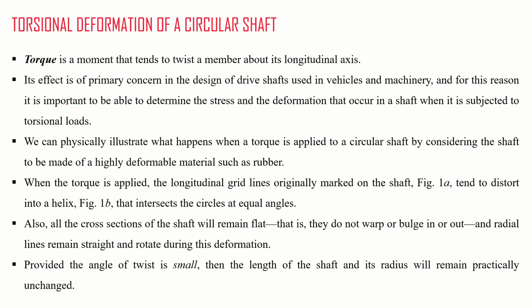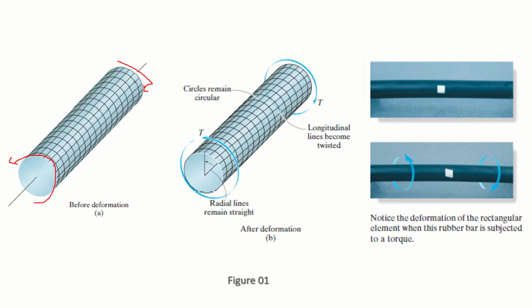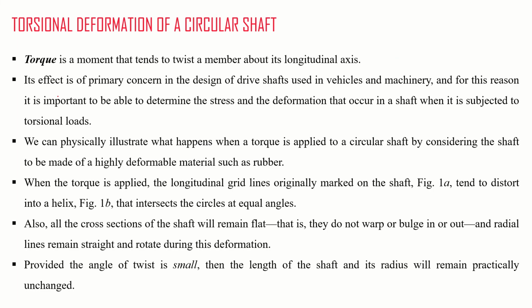Its effect is of primary concern in the design of drive shafts used in vehicles and machinery, especially in mechanical engineering. And for this reason, it is important to be able to determine the stress and deformation that occur in a shaft when it is subjected to torsional loads. We can physically illustrate what happens when a torque is applied to a circular shaft by considering the shaft to be made of a highly deformable material such as rubber. So in the example that I have shown you, they are considering it as a rubber element, right?